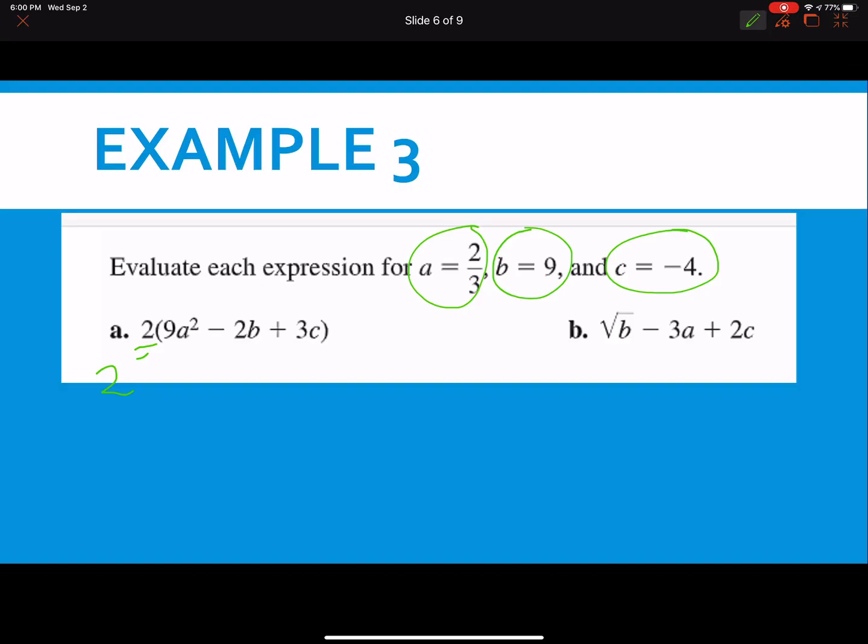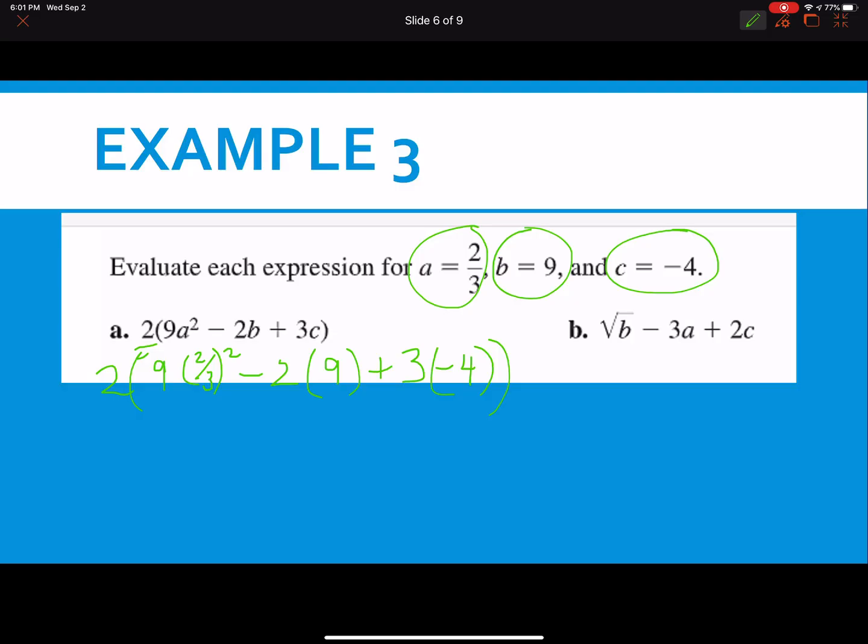Now I know when I substitute, I'm going to be putting in parentheses, and I also have parentheses. You have two options here. You can continue using a set of parentheses within a parenthesis, or you can use a set of brackets. I'm just going to continue with my parentheses, and we have a 9a squared, so I'm going to substitute the 2/3 in place of a and make sure I'm showing that that's squared. I'm going to subtract 2 times b, which is 9, plus 3 times c, which is -4. And those in parentheses.